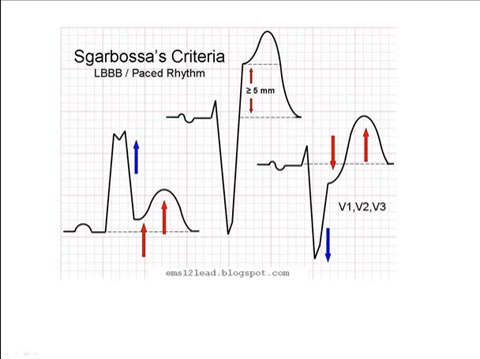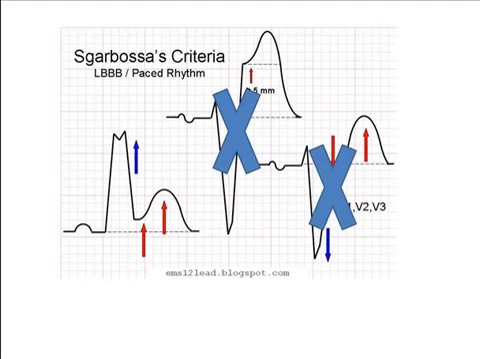Here, there are 3 different complexes. The one on the left illustrates concordant complexes. Both of these complexes are above the isoelectric line. The other 2 have lesser reliability and will not be taught.